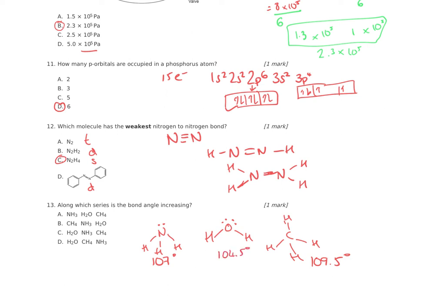Okay, obviously I can also see that it's got 1 lone pair, 2 lone pairs, so I know it's going to decrease because the lone pairs are closer to the atoms, so they're going to repel and push those bond angles smaller. So CH4 is going to be the highest, so I can cancel B and D out. Then it's going to be NH3, and then it's going to be H2O. So number 13 is C.